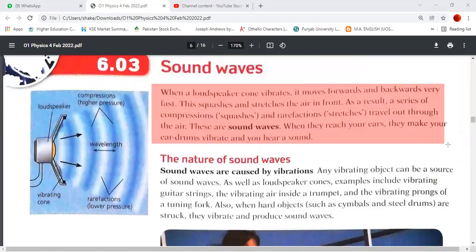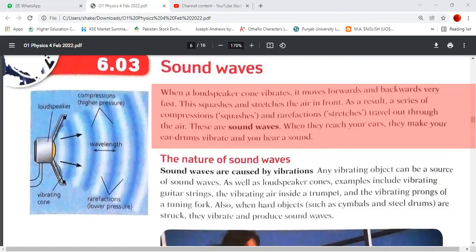Here it says that when a loudspeaker cone is vibrating, it moves forward and backwards. You might have seen that the loudspeaker cone is vibrating. If you have gone to a wedding hall or a place where big speakers are installed, then you might have seen that their body is shaking. So its cone is vibrating, okay? And so it moves forward and backwards. Actually, their bodies are moving forward and backwards.